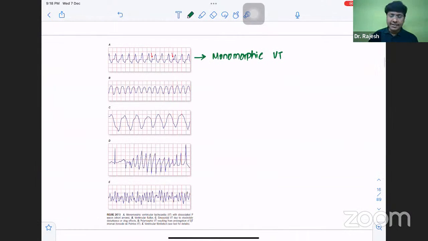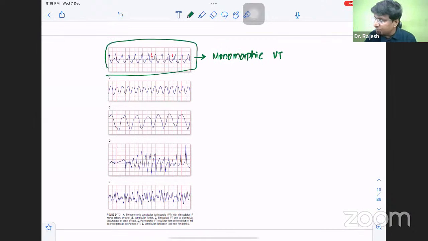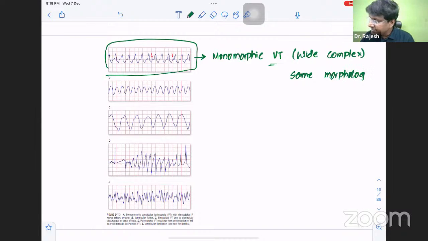The first important rhythm I have given you is monomorphic VT. What do you understand by the word monomorphic VT? It is the ECG strip or rhythm where you have wide complexes. Right? It is a wide complex tachycardia, and all the complexes will be of the same morphology. That is what is called monomorphic VT.